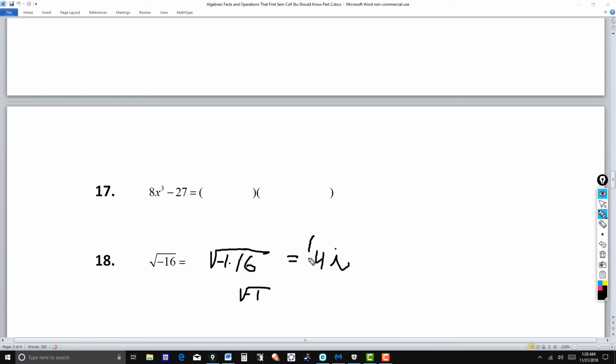Okay. Just like if I give you the square root of negative 25. Okay. Square root of 25 is 5, and the square root of negative 1, that's what i represents. i is always the imaginary unit, the square root of negative 1. Okay. So this will be 5i.